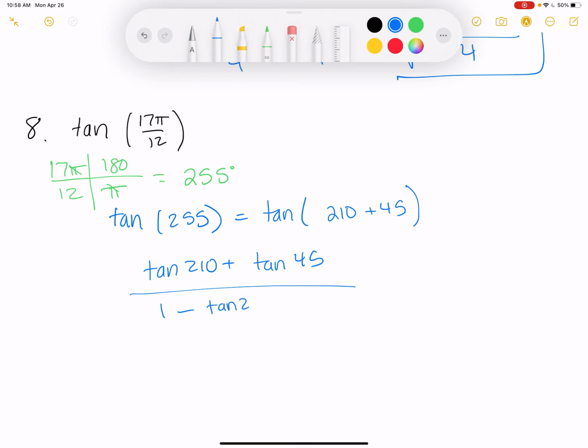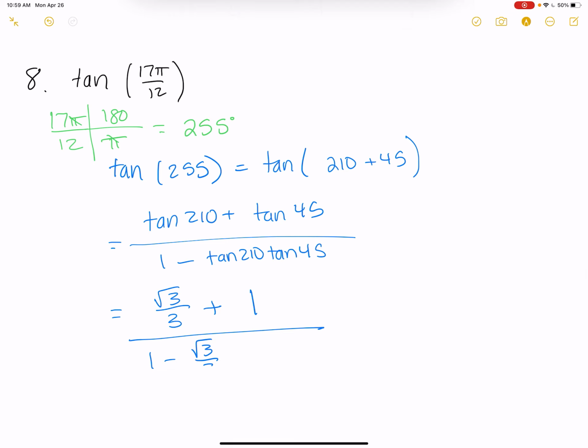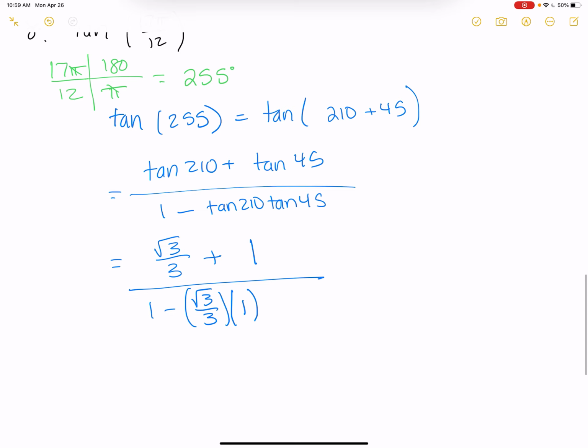Okay, so the tangent of 210 is root 3 over 3, plus the tangent of 45, which is 1, over 1 minus the tangent of 210, which we already said was root 3 over 3, times 1. So this is root 3 over 3 plus 1 over 1 minus root 3 over 3.